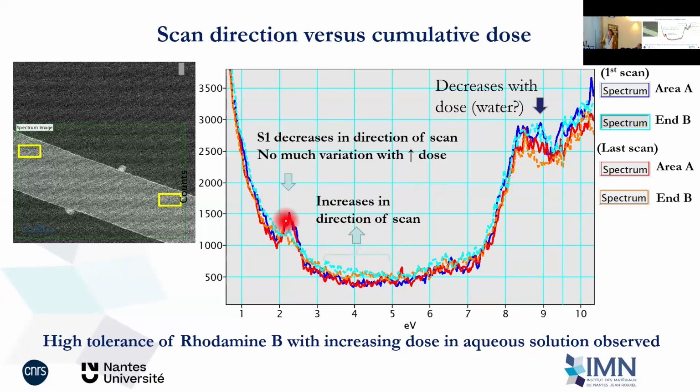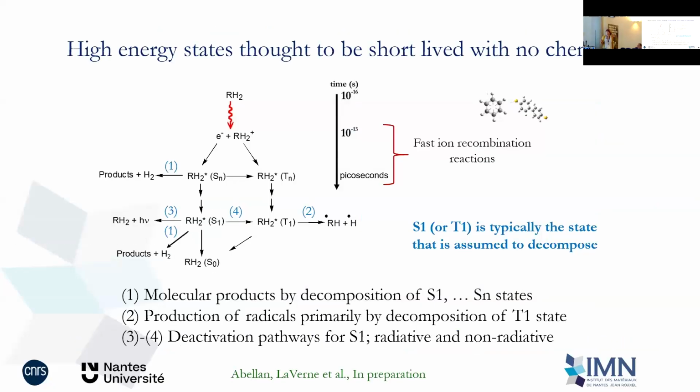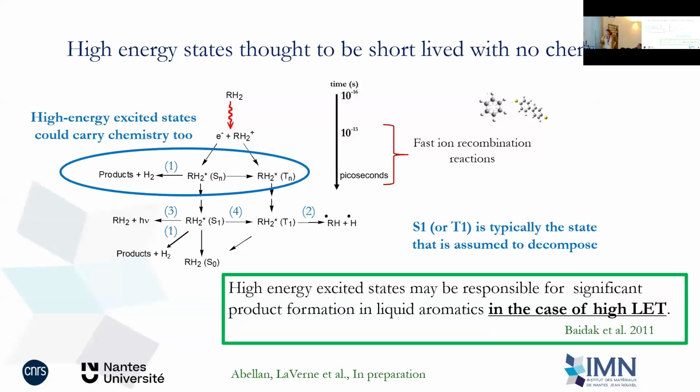But if you compare, at the beginning and also at the end, area A with area B, you see this goes down and this goes up. And there is a decrease of water in this part. So there are things happening to the solution, not to the rhodamine, not very much, with cumulative dose. But if you compare these two parts of the scan, then you do see differences.